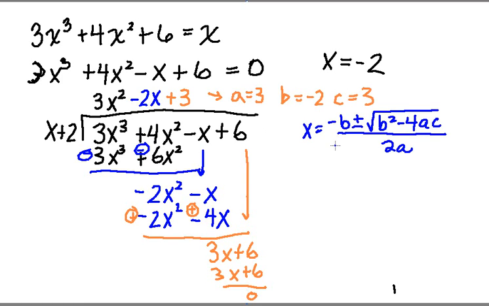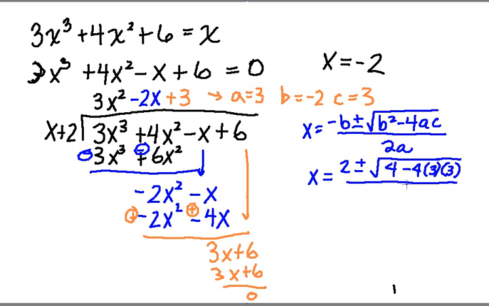Okay, so I'm just going to substitute in here. I get x equals negative b. Well, b is -2, so -b is a positive 2, plus or minus the square root of b squared, which is going to be 4, minus 4 times a, which is 3, times c, which is 3, all over 2a, so that's going to be 6. Simplifying even further, I get 2 plus or minus the square root of -32, because 4 minus 36 yields -32, all over 6.